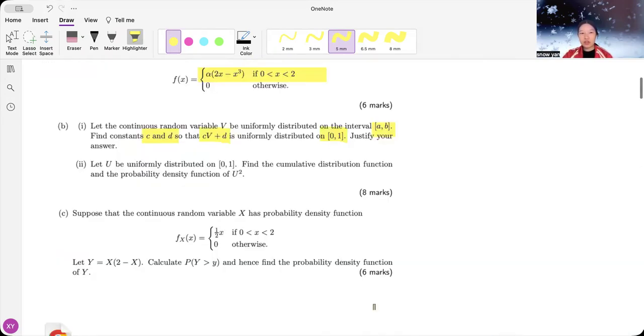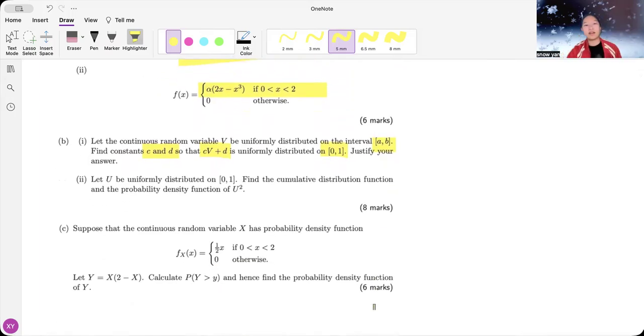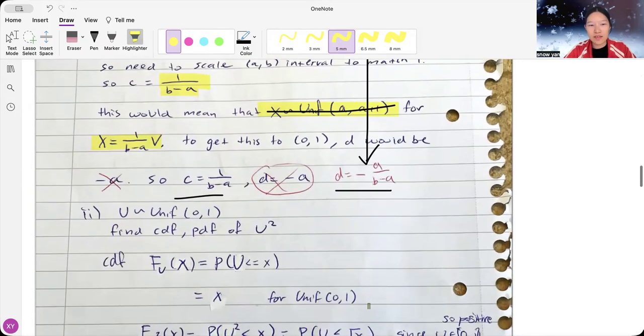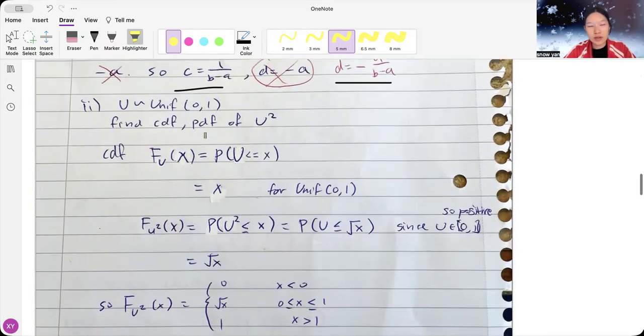And moving on to part two: let U be uniformly distributed on 0, 1, find the CDF and PDF of U squared. So U squared is slightly changing it up, using the CDF and then finding what we have for the PDF, right? The idea for these questions is always pretty straightforward. We go from a distribution that we know, change it up with the CDF, see what the CDF is for that, and then finally take the derivative to get the PDF.